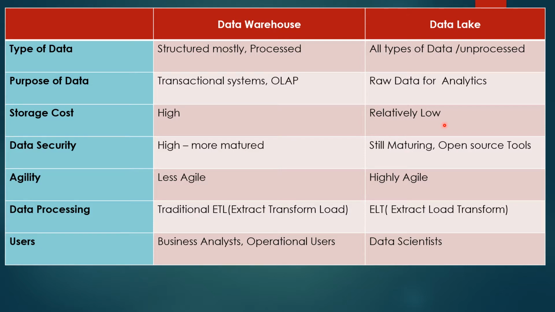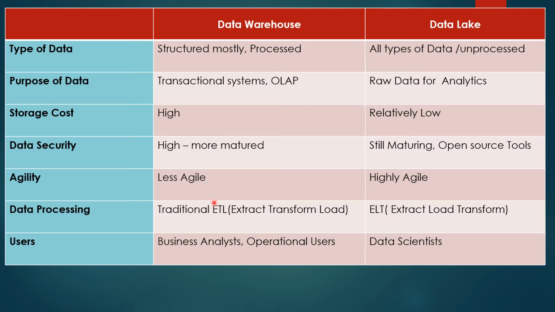The next critical factor is data security, which is high in a data warehouse. Data security is high because it is matured. There will be restricted user access, and authorizations will be set up in the data warehouse, right? So security is high in a data warehouse, but if you take a data lake, security is still maturing. Because mostly the technologies and tools we are using here are open source tools, security is still maturing, whereas a data warehouse has very high security.